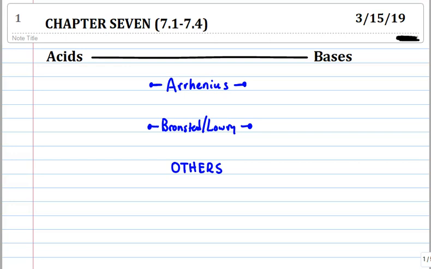The first definition is called the Arrhenius definition. And the Arrhenius definition of an acid is, it produces hydrogen ions in water.